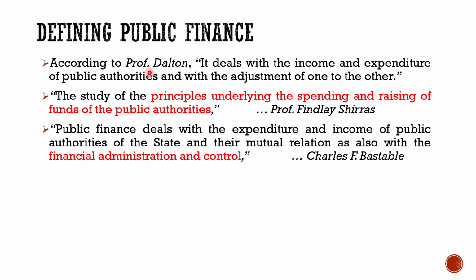Now, Charles F. Bastable moves ahead and adds two things. One is financial administration, and the other is financial control in the definition of public finance. Bastable says that public finance deals with the expenditure and income of public authorities of the state and their mutual relation, as also with the financial administration and control. So financial administration and financial control are also part of the subject matter of public finance.